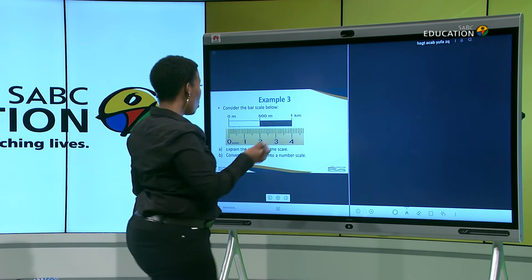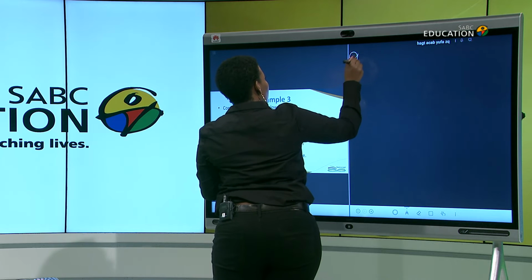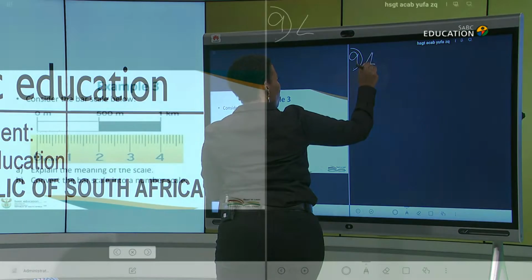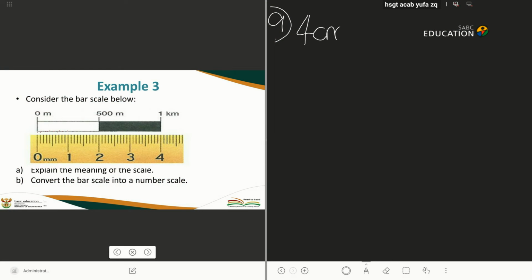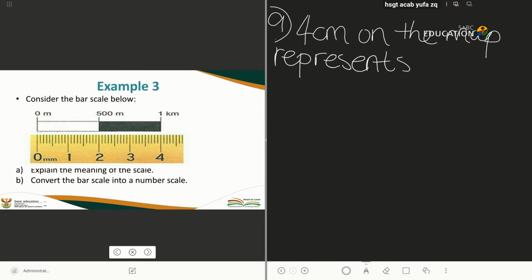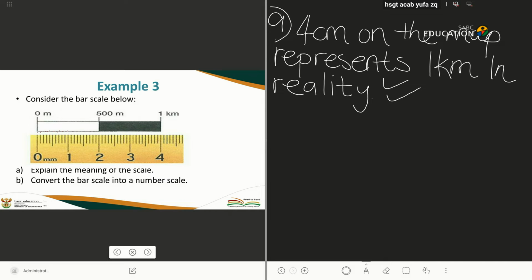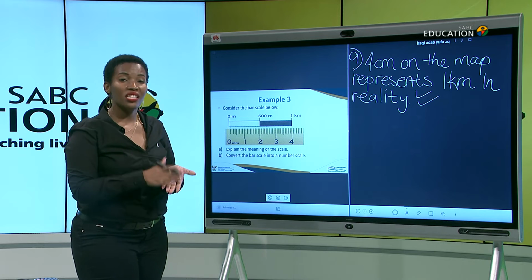So when I explain the meaning of this scale, I'm going to say 4 centimeters on the map, that is measured with a ruler, right? 4 centimeters on the map represents 1 kilometer in reality. And then you still get your 2 marks. Remember, because we are working with a bar scale, the units don't have to be the same.